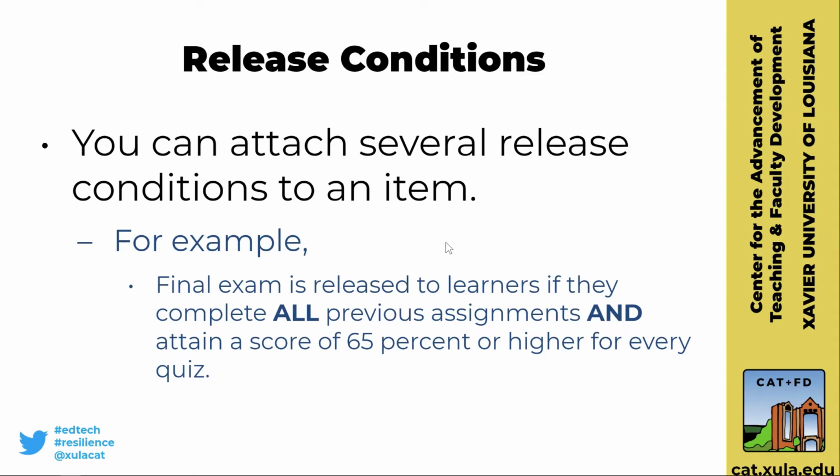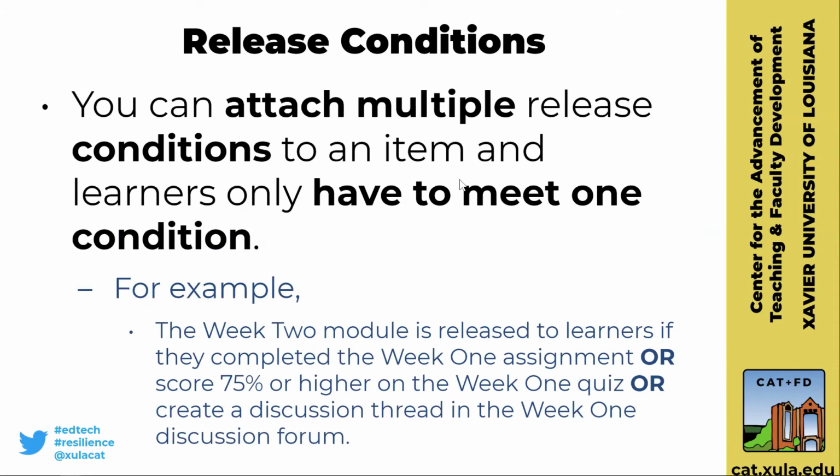You can attach multiple release conditions to an item, and they only have to meet one of those conditions. For example, your week 2 module could be released to learners if they completed their week 1 assignment, or they scored 75% or higher on the week 1 quiz, or they created a discussion thread in the week 1 discussion forum. So it could be multiple conditions, and they only have to meet one of those conditions in order for that to be released.